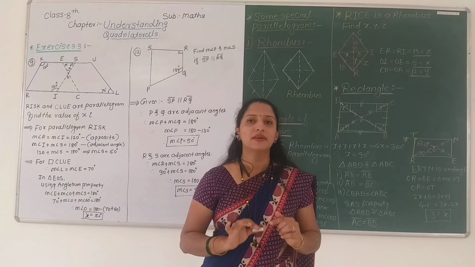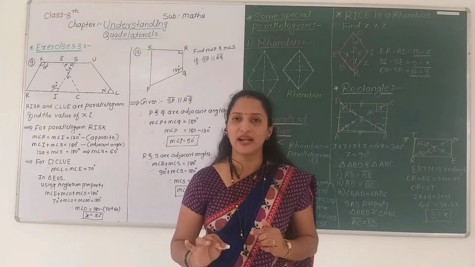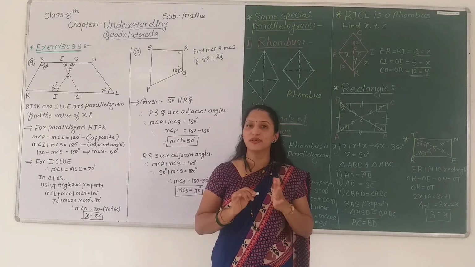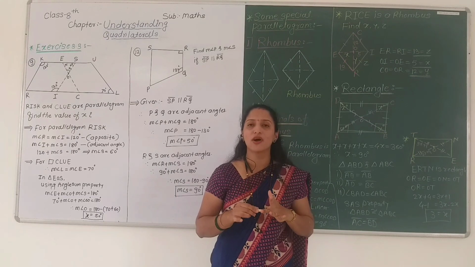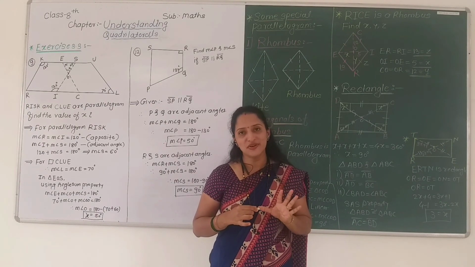Okay, so there are some different properties for every quadrilateral. So you have to remember all the properties. Up to this we have the trapezium, then kite, parallelogram, rhombus and rectangle. Okay students, you understood all?